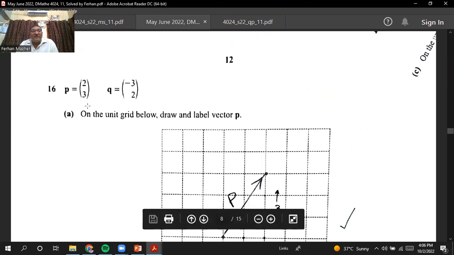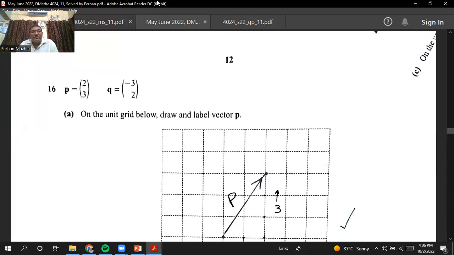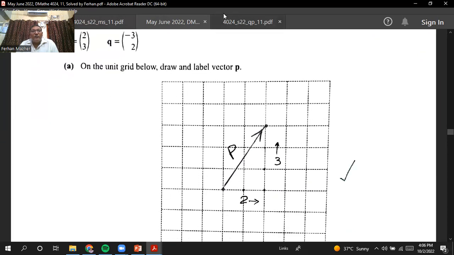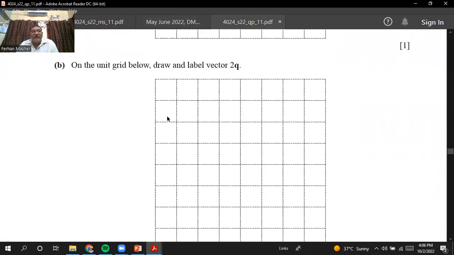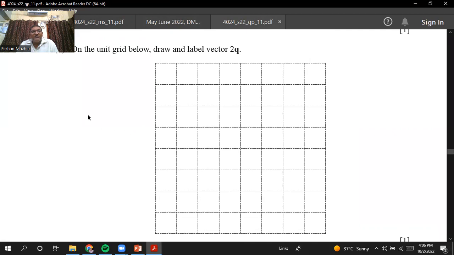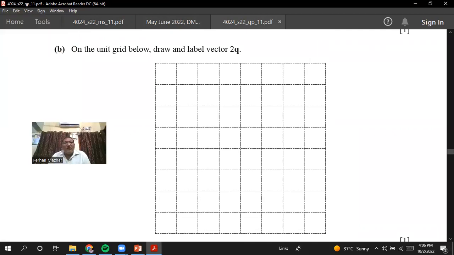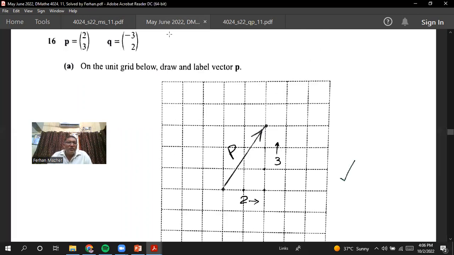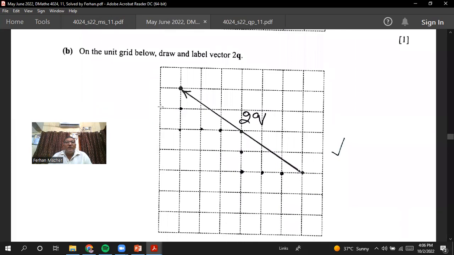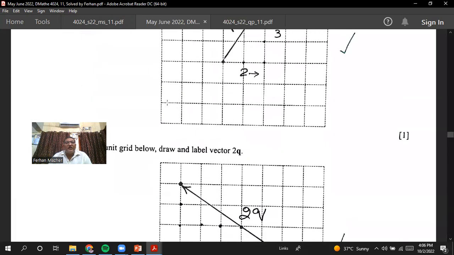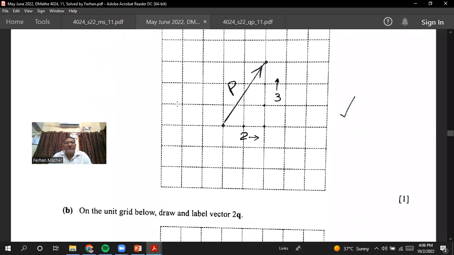That is that the column vector was given. Okay, so I hope you understand this. And here's the next question. He says, on the unit grid below, draw and label the vector 2q. Okay, so if you want to represent 2q, the q is basically minus 3, 2.